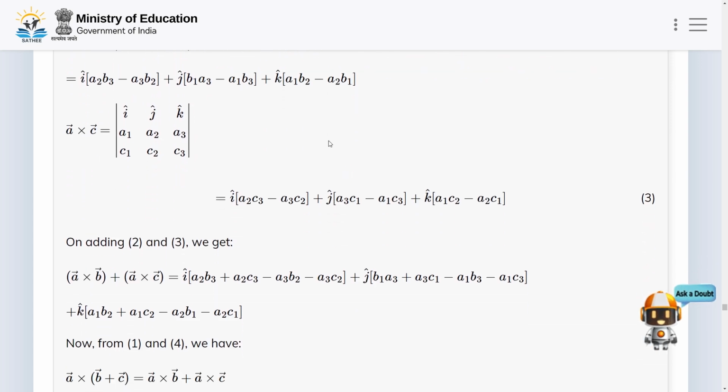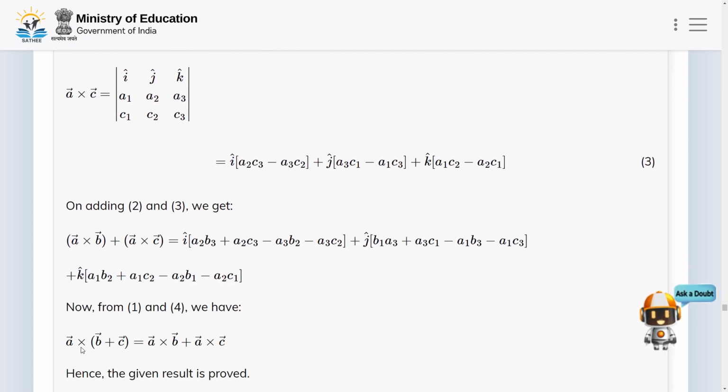So this means you have that a cross product with (b plus c) is the same as a cross product with b plus a cross product with c. So we have proved the result. This means you can distribute a in the cross product over addition, as you can see. Yes, I hope it is clear to you.